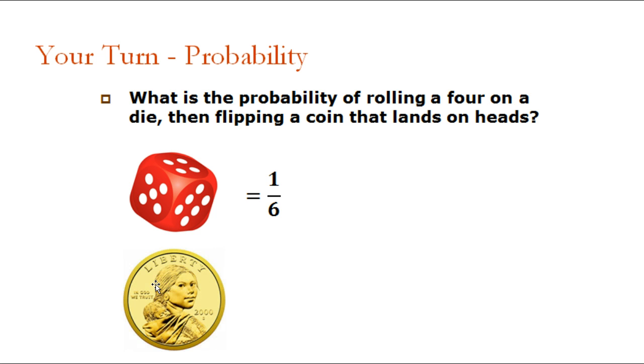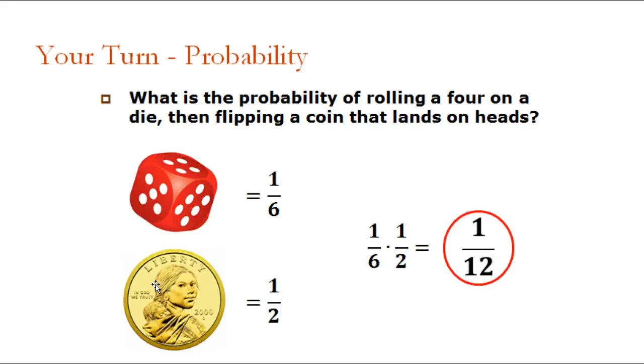Then if we have a coin, it has 2 different sides, so the probability of flipping a coin and having it land on heads is going to be 1/2. Now these 2 events need to occur either exactly at the same time or one right after the other, consecutive events. So in order to calculate the probability of both of these occurring, we're going to multiply these 2 together. So 1/6 times 1/2 would give us 1/12.